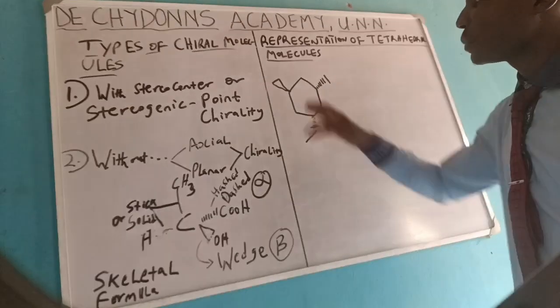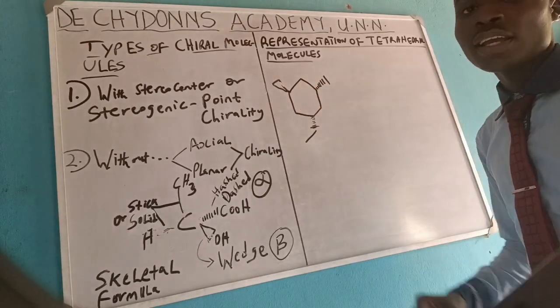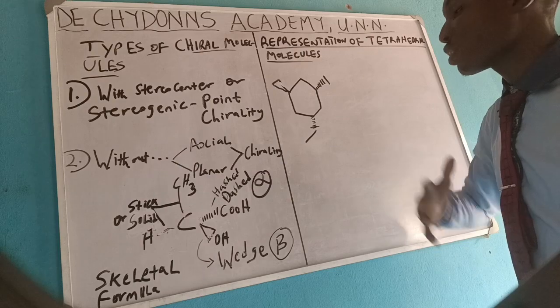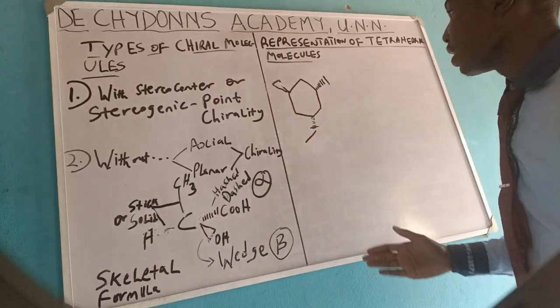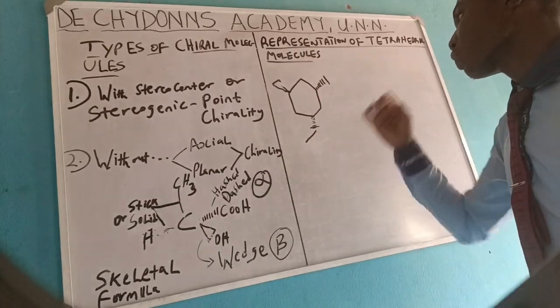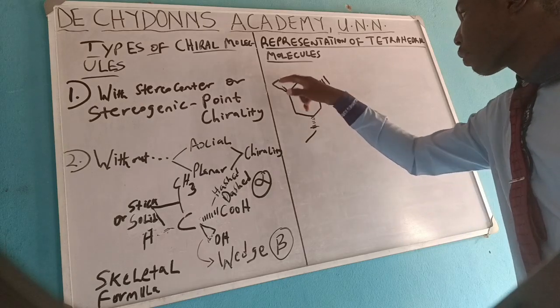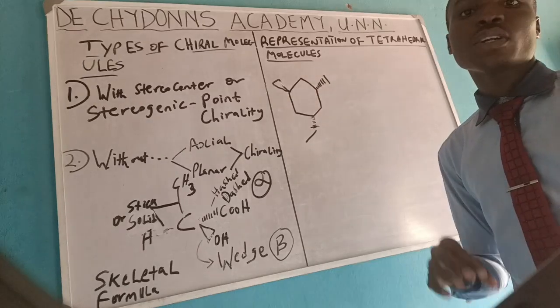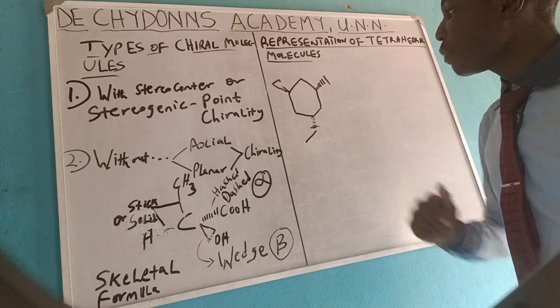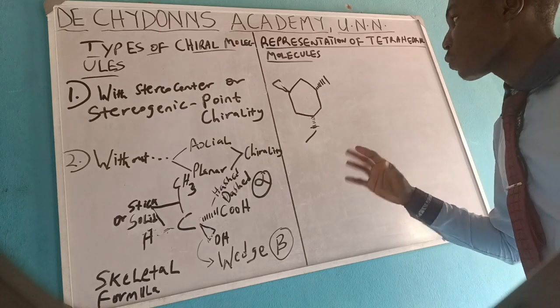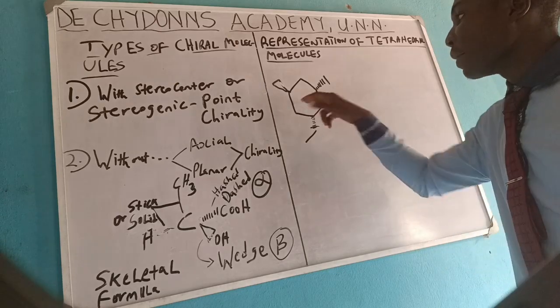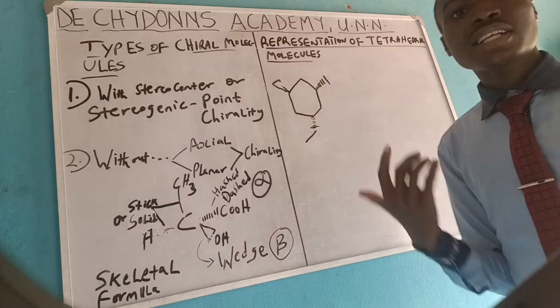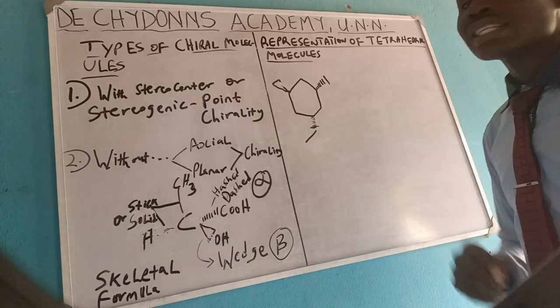Now I said the wedge bond is representing what's coming out from the plane, and the hash bond is representing what is going behind the plane. Now with this particular structure, you can tell exactly what elements are supposed to be around it. It is very imperative that you understand that sometimes when chemical structures are drawn, they will not tell you exactly what is there, but as a science student, you're supposed to know exactly what is there.